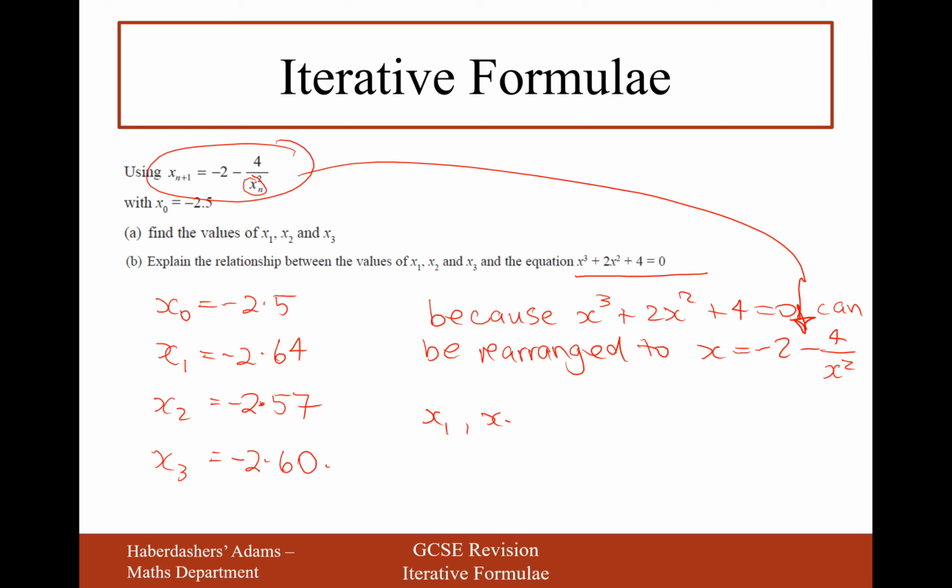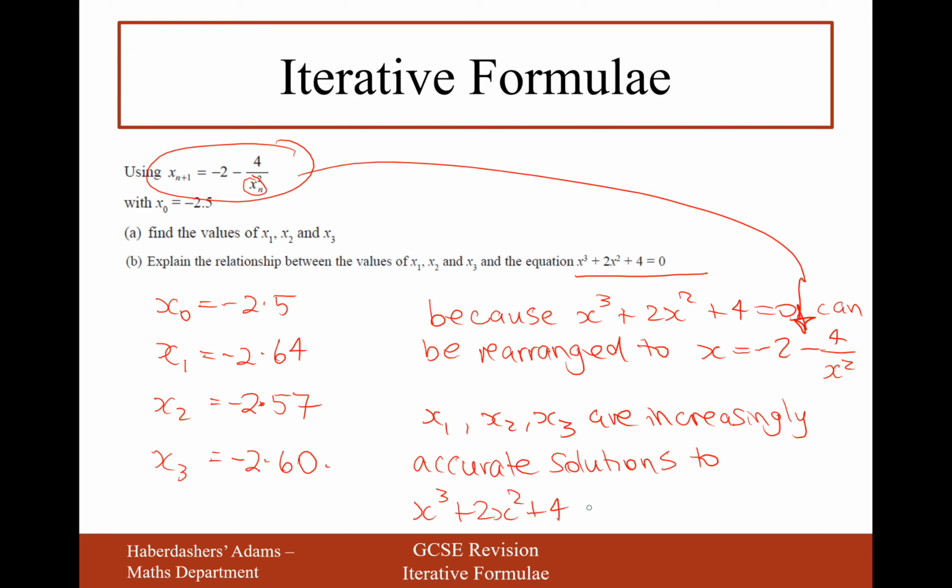x1, x2 and x3 are increasingly accurate solutions to x cubed plus 2x squared plus 4 equals 0, because we've used this as our iterative equation. That was the iterative equation we used, and that was the rearrangement from the initial equation. So it's an increasingly accurate solution to that initial equation.